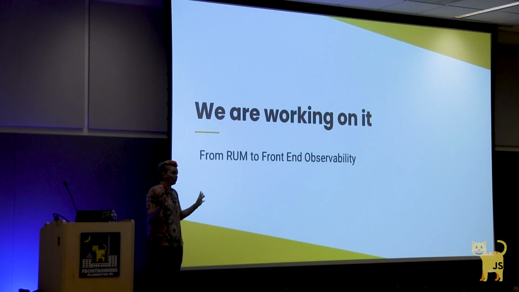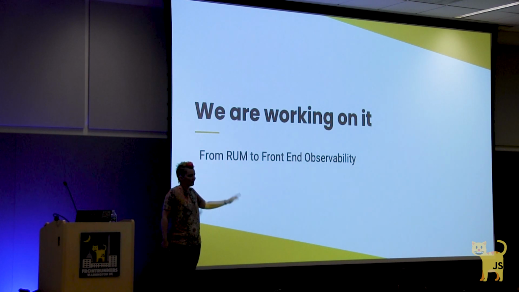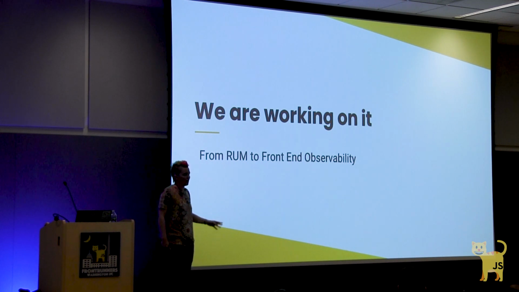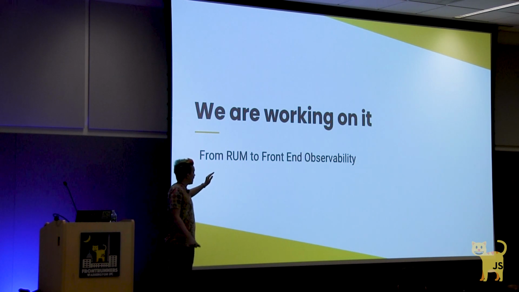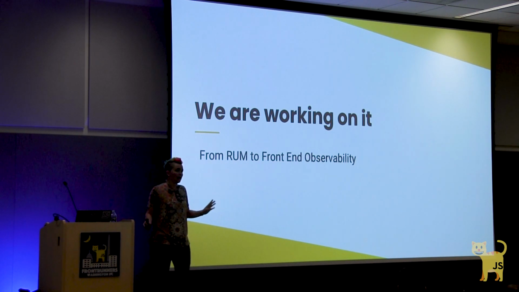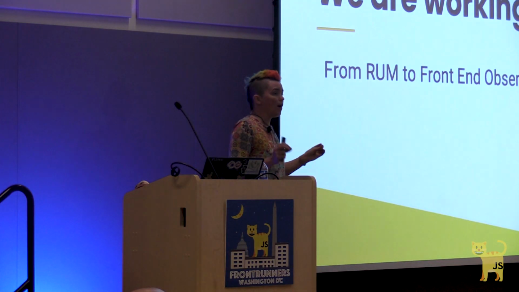So in Honeycomb this year, we have like a project. First, RUM, that's easy. That's some graphs on top of the data that we can already get from OpenTelemetry. And then what we're aiming for is front-end observability. And one thing I would love to hear from you all is, what would that mean to you?